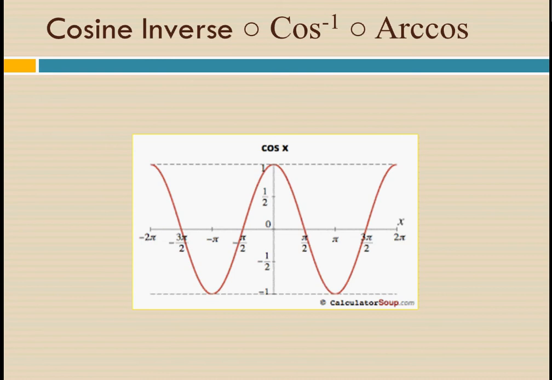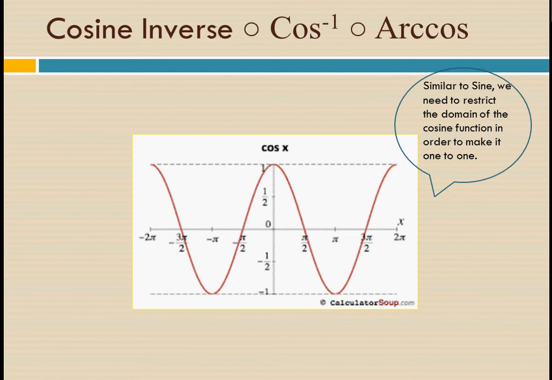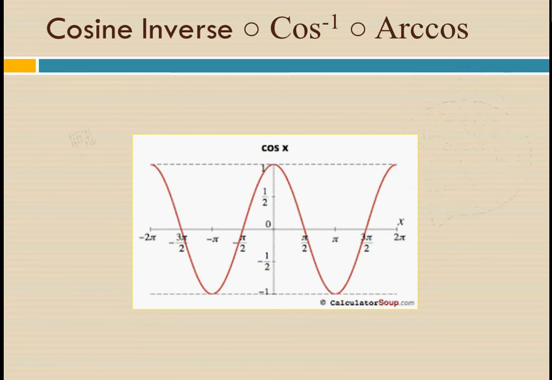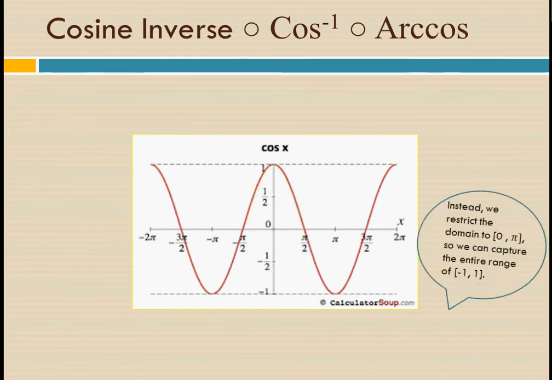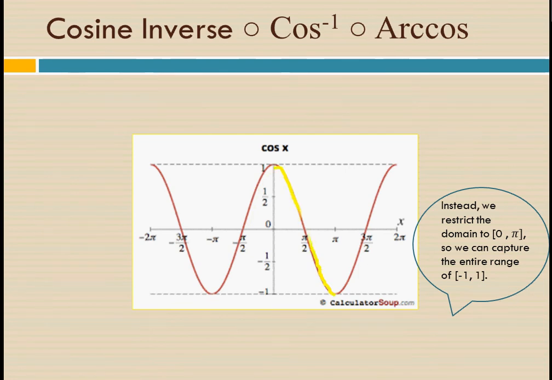Okay, so we're going to go a little quickly here with the cosine graph. Same idea, okay? Similar to sine, we need to restrict the domain of the cosine function in order to make it 1 to 1. Now, we can't use the same restriction as we did with the sine. Look here, if I restricted this to negative pi over 2 to pi over 2, does that capture the whole range? No, right? We're only looking at 0 to 1 on the range. So that's not going to work. So instead, we restrict it to 0 to pi.